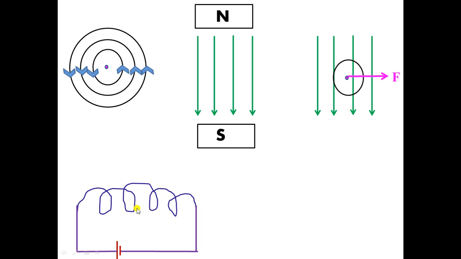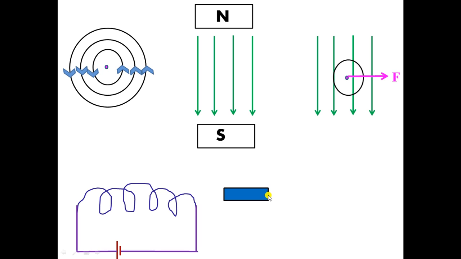Each turn of this coil, this is one turn, second turn, third turn, and so on, will produce magnetic fields, and all the magnetic fields will get added up, and there will be a magnetic field produced here. So the coil here will act like a magnet.